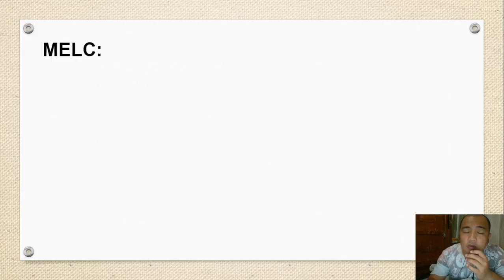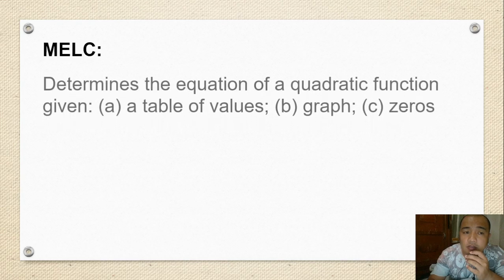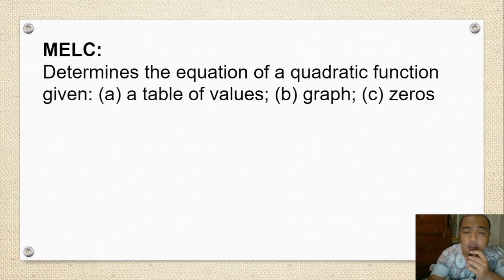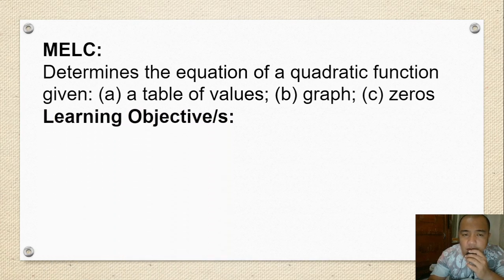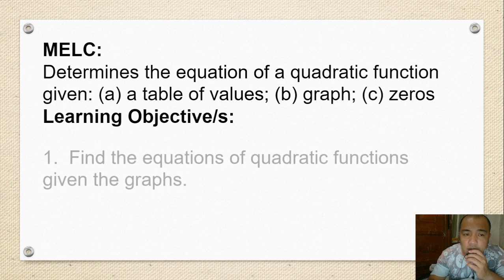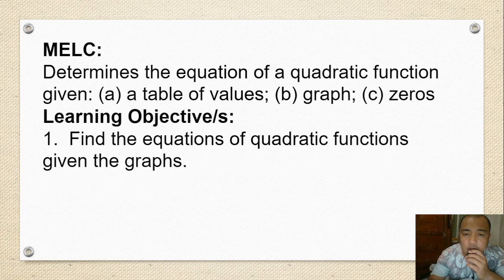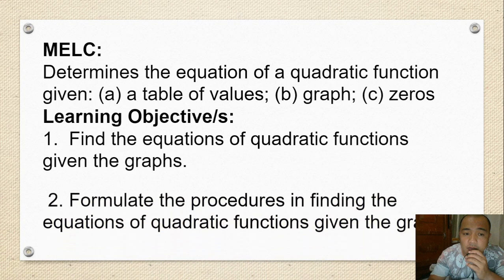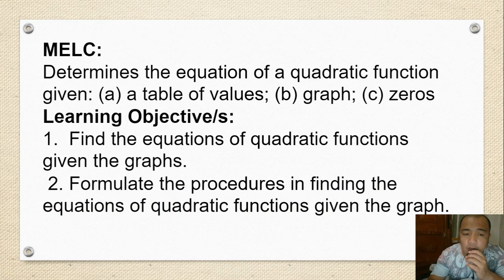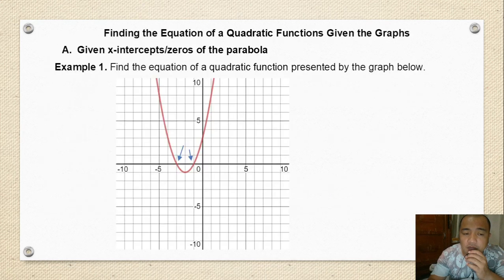So the most essential learning competency for this topic is determines the equation of quadratic function given A, table of values, B, graph, and C, zeros. And the learning objectives are to 1. Find the equation of the quadratic function given the graphs. 2. Formulate the procedures in finding the equations of quadratic functions given the graph. So without so much ado, let's start.